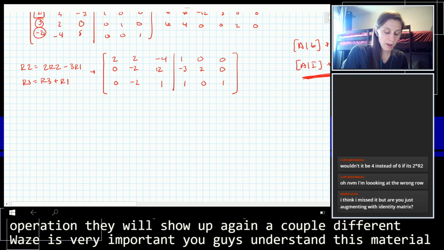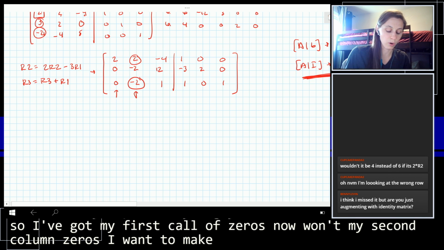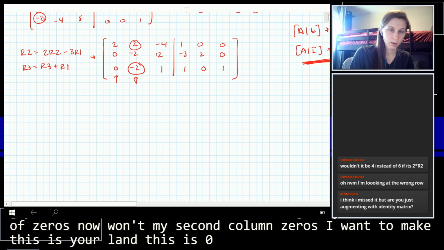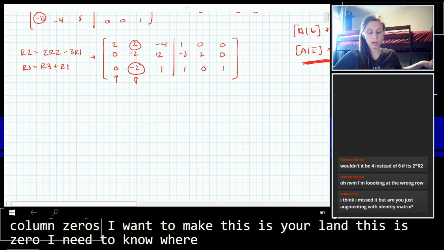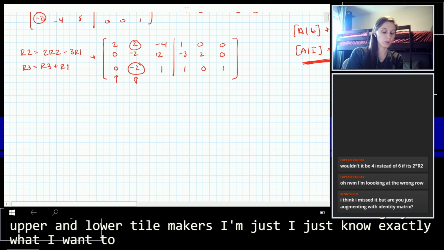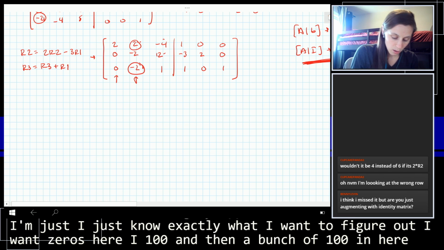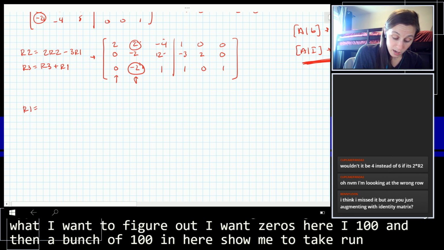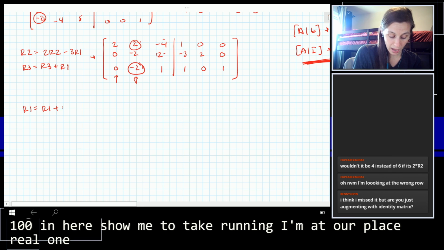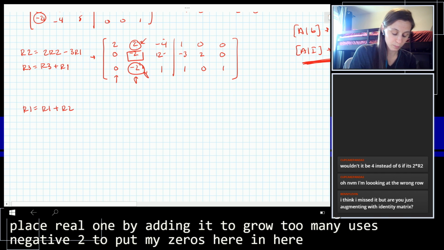So I've got my first column of zeros. Now I want my second column of zeros. I want to make this a zero and this a zero. I'm ignoring my upper and lower triangle matrix. I just know exactly what I want to figure out. I want zeros here, I want zeros here, and then I eventually want zeros here and here. So I'm going to take row 1, and I'm going to replace row 1 by adding it to row 2. I'm going to use this negative 2 to put my zeros here and here.